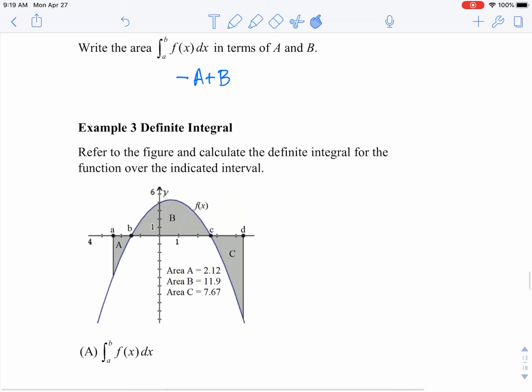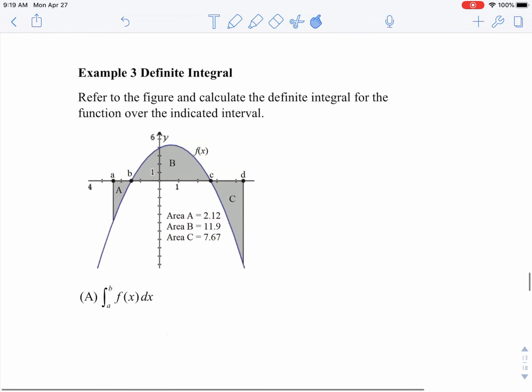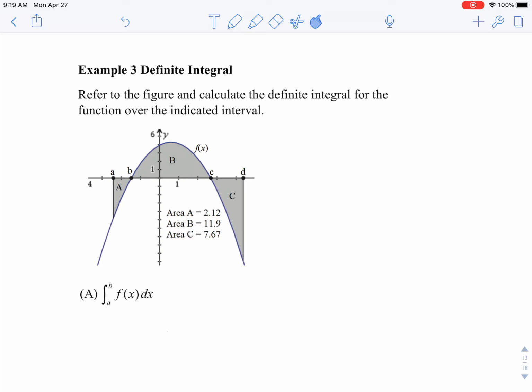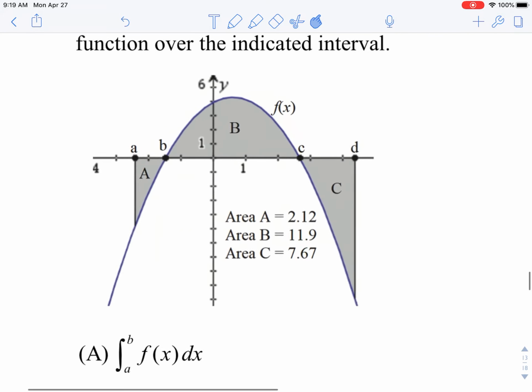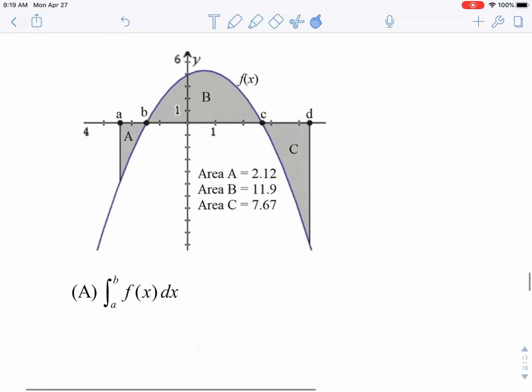Okay, so looking at some examples. If I want to know the integral from A to B of this function f of x, looking at where A and B are, that would just be the area of block A. And since it's below the curve, it would be negative 2.12.